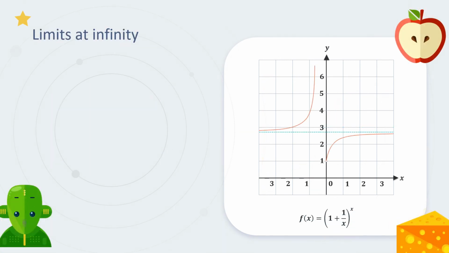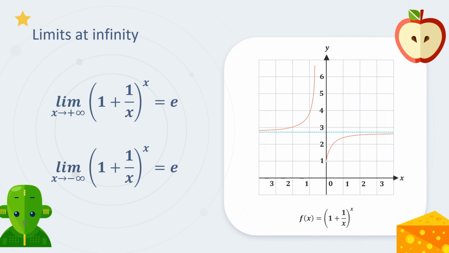Example 3. The limit of (1 plus 1 over x) to the power of x as x approaches positive infinity or negative infinity is equal to e. E is a constant number with the value of 2.7182 something. When x approaches positive infinity, the value of y will get closer to e.